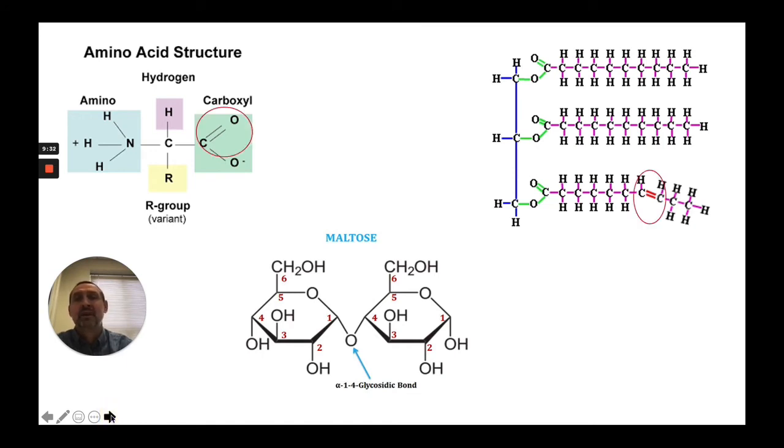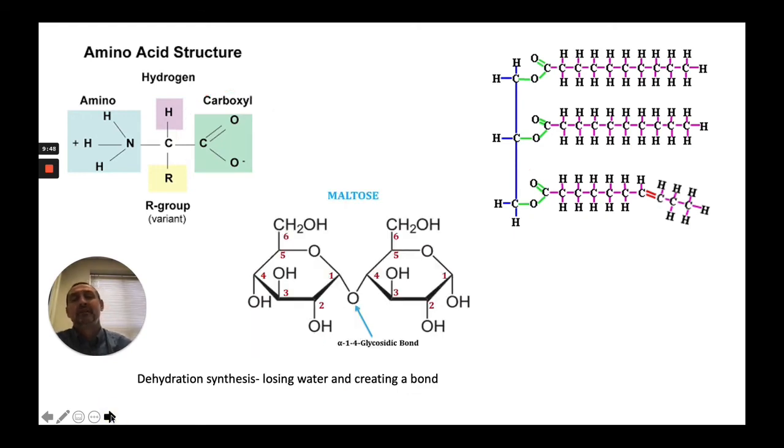For example, the amino acid has a double bond. So does an unsaturated fatty acid. You'll notice that the amino acid has a carboxyl group. So does the fatty acid chain.